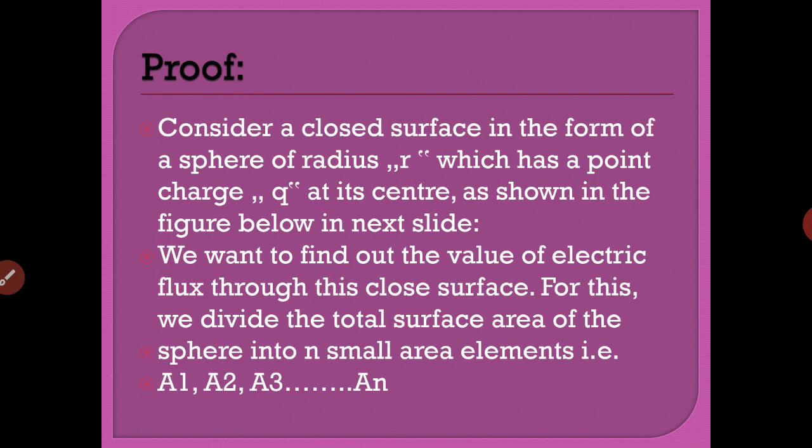Now we will discuss its proof, how this equation came. For this we will consider a sphere. We consider a closed surface in the form of a sphere with radius r, and a charge q placed at its center. We divide the surface into small areas 1, 2, 3, 4 up to n, and at each point the electric field will be E1, E2, E3 up to En.